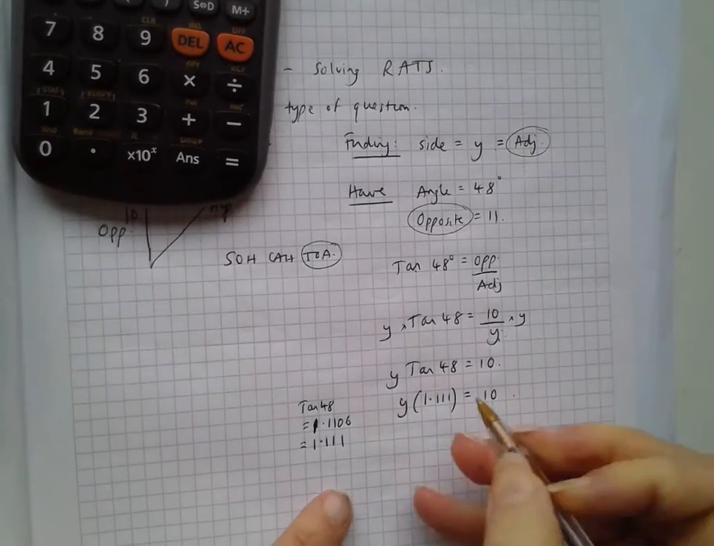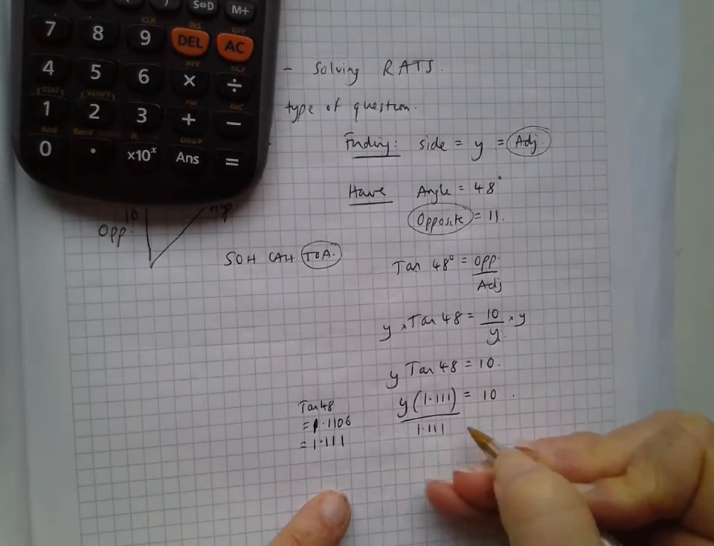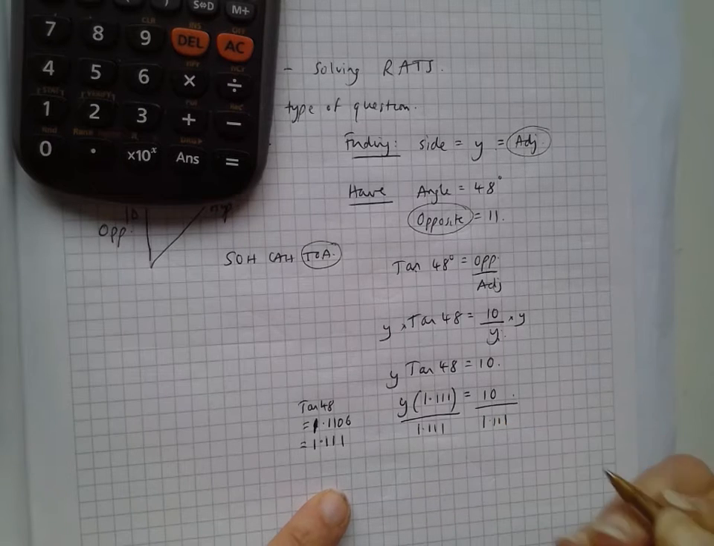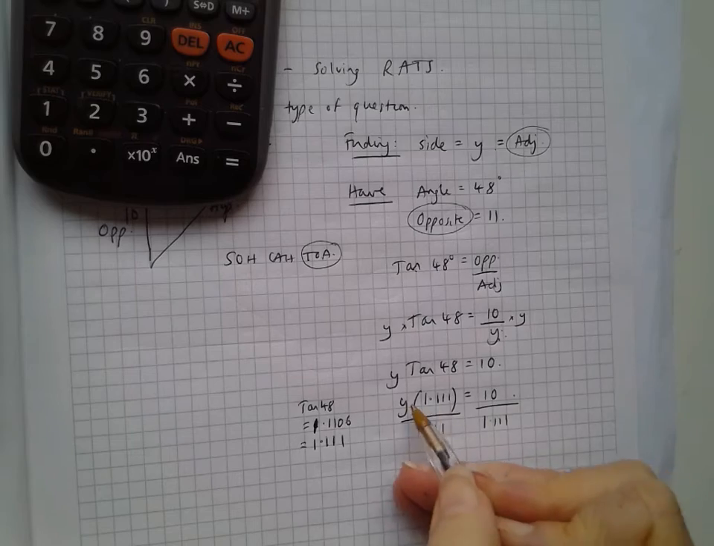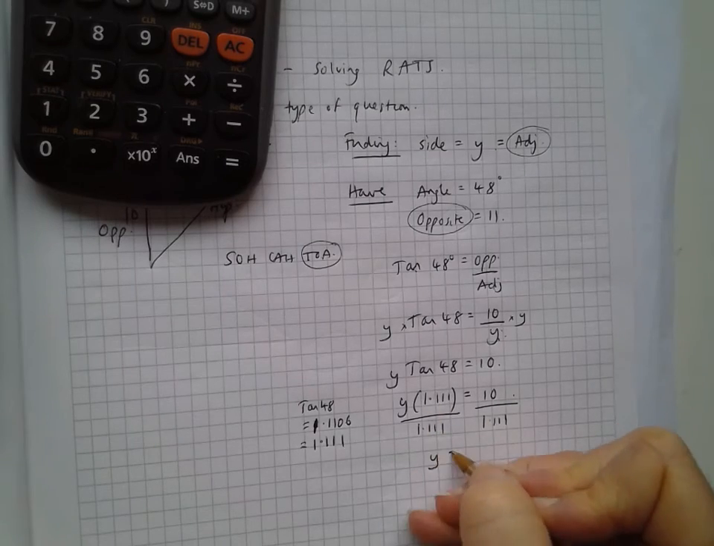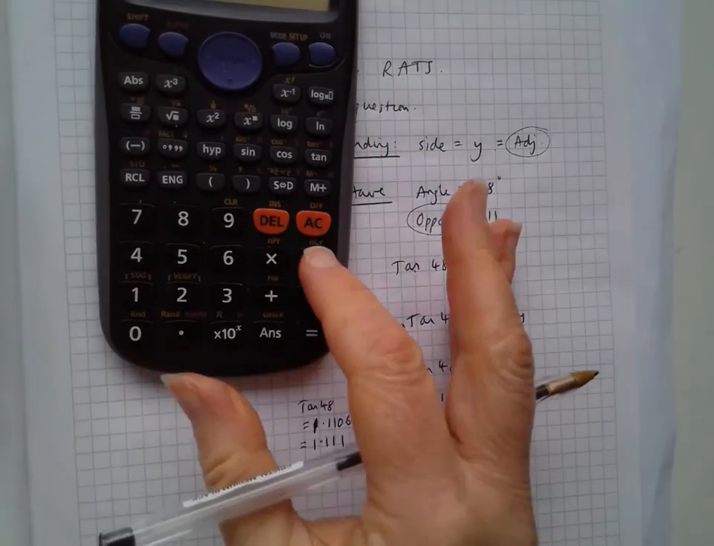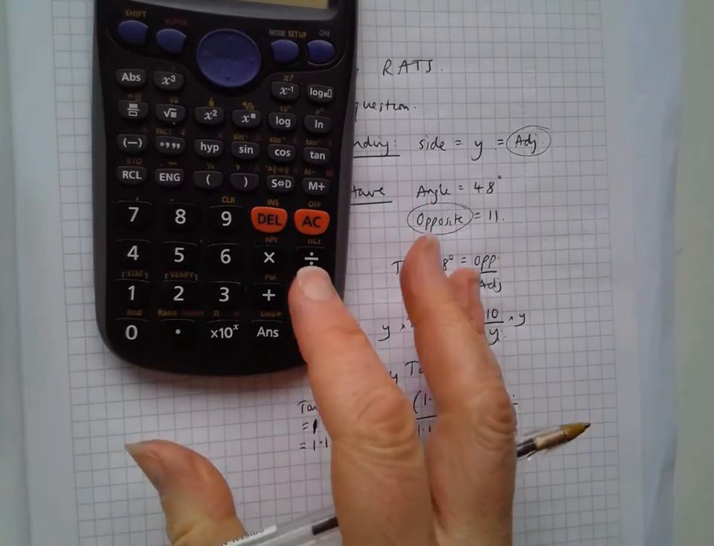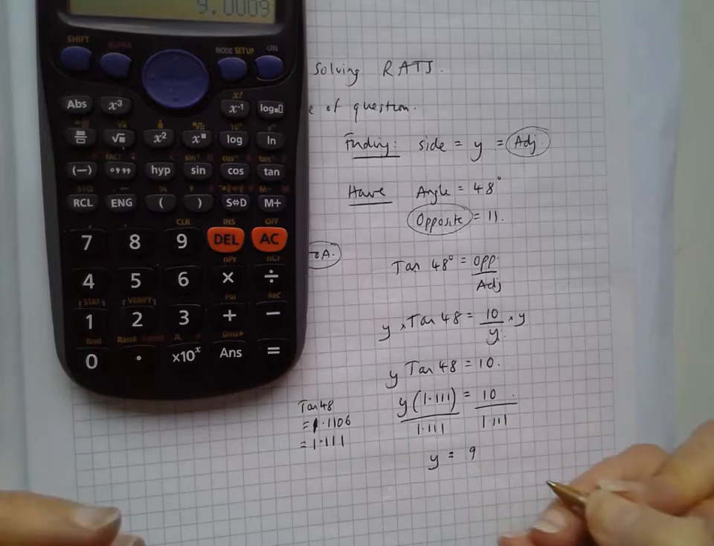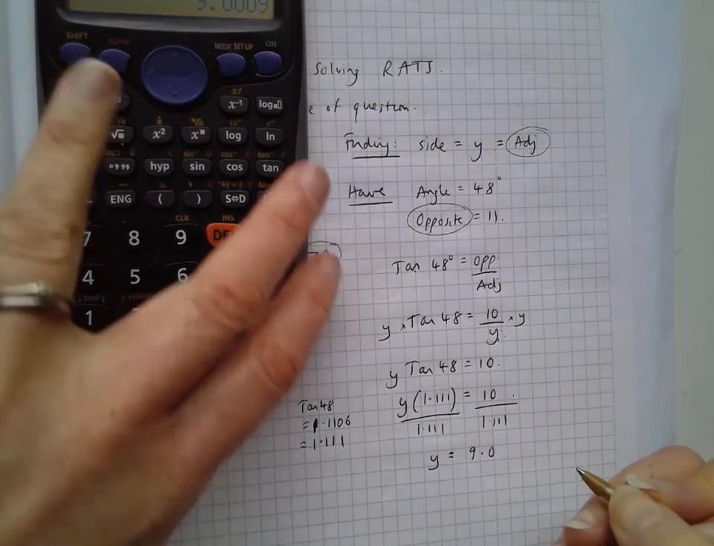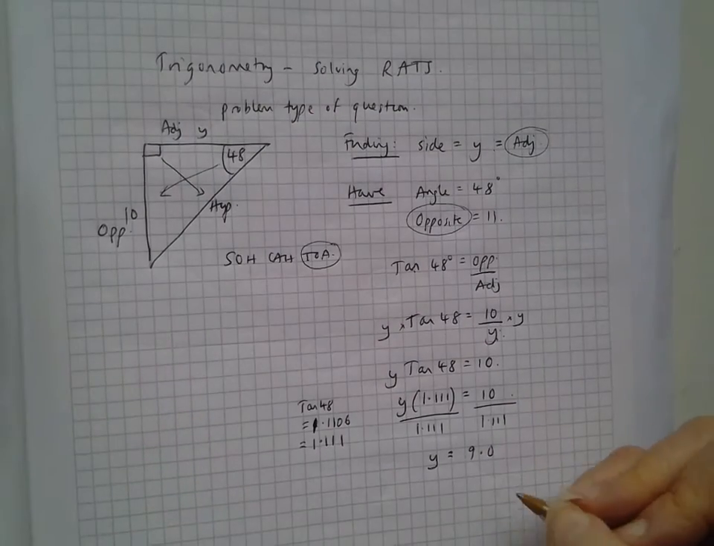How do I get y by itself? I divide both sides by 1.111. It's weirder because it's decimals, but basically we're dividing by whatever is multiplying by the y. So y is equal to 10 divided by 1.111, which equals 9.0009. So I'm just going to say 9.0. So my missing side y is 9.